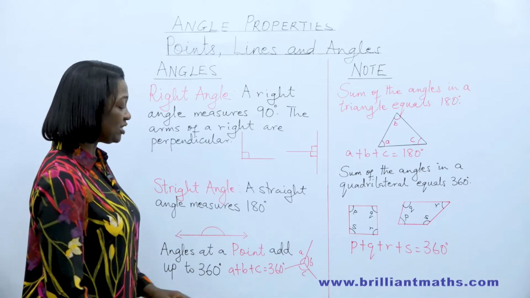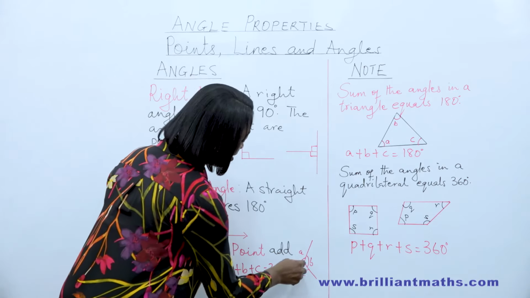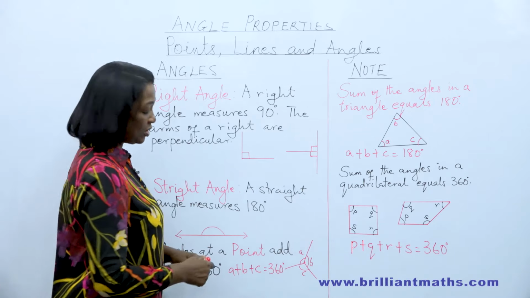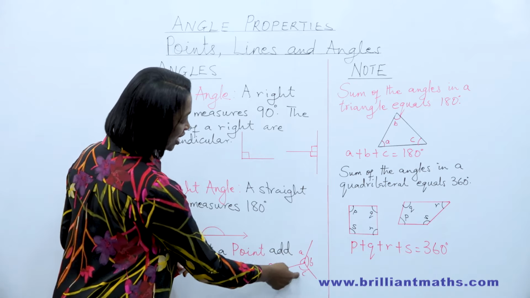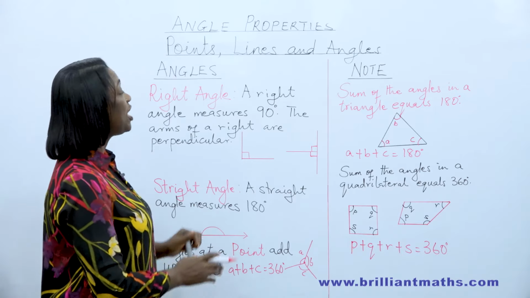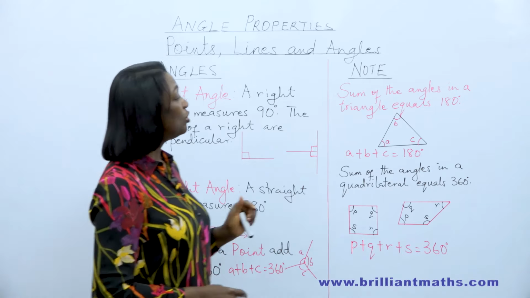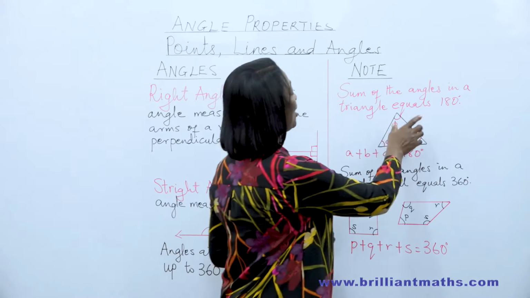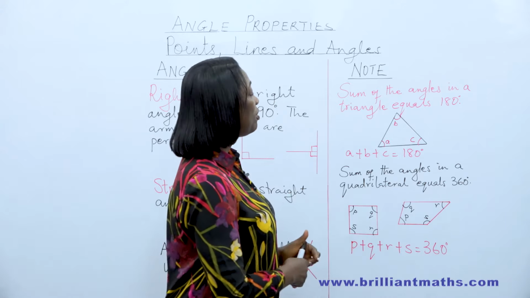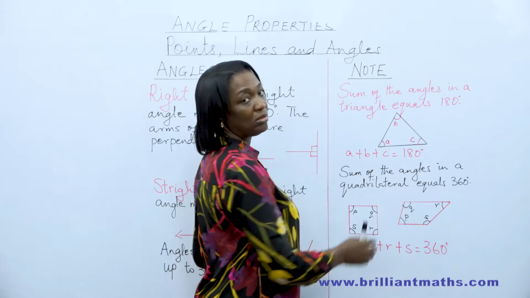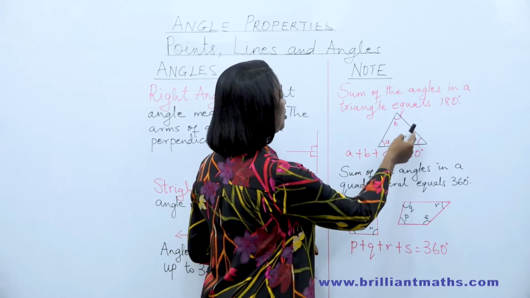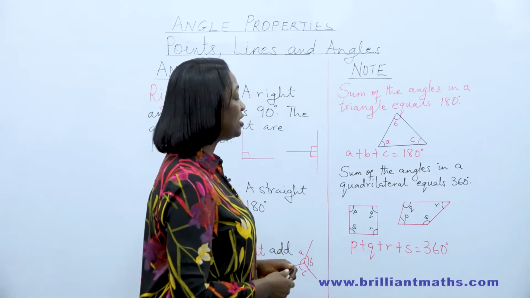Then you have angles at a point, like what I have here. Angles at a point add up to 360. So we have angle A plus B plus C, and the total will be 360 degrees. These are very important facts. And also, it's good for us to know that the sum of the angles in a triangle is equal to 180 degrees. So if you add up the angles you have in a triangle, the total should be 180 degrees. So we have A plus B plus C is equal to 180 degrees.